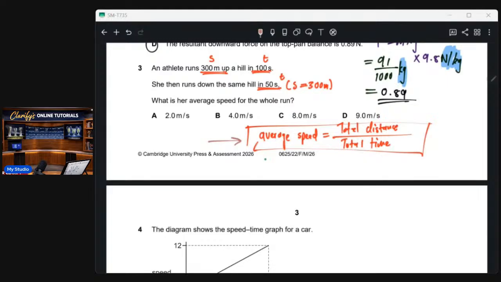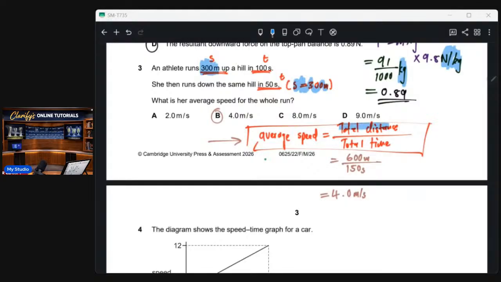So what is the total distance this person has traveled? The person has gone 300 meters up and 300 meters down. So the total distance is 600 meters, divided by the total time. 100 plus 50, that's 150 seconds. Can you tell me what you get? What is 600 divided by 150? You must get 4.0 meters per second. That is part B, and that becomes your solution. How did you get the solution?